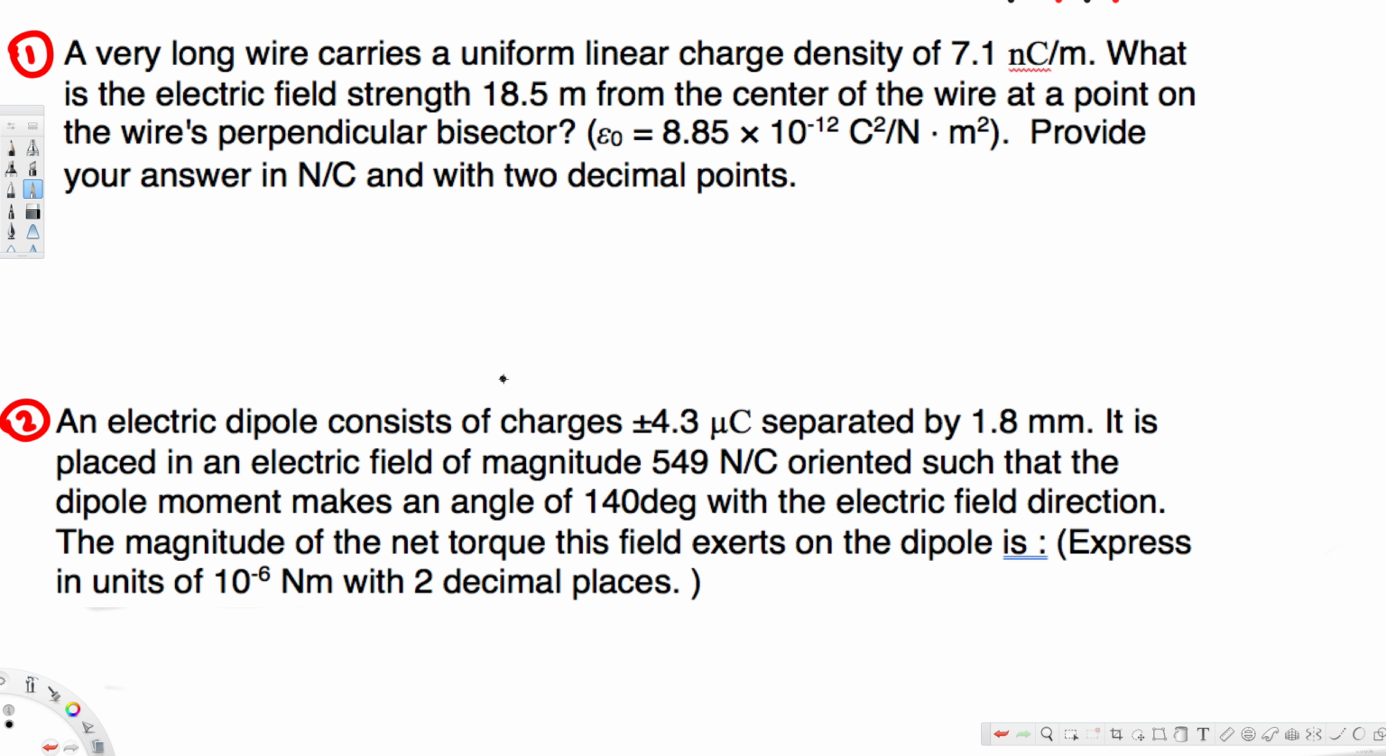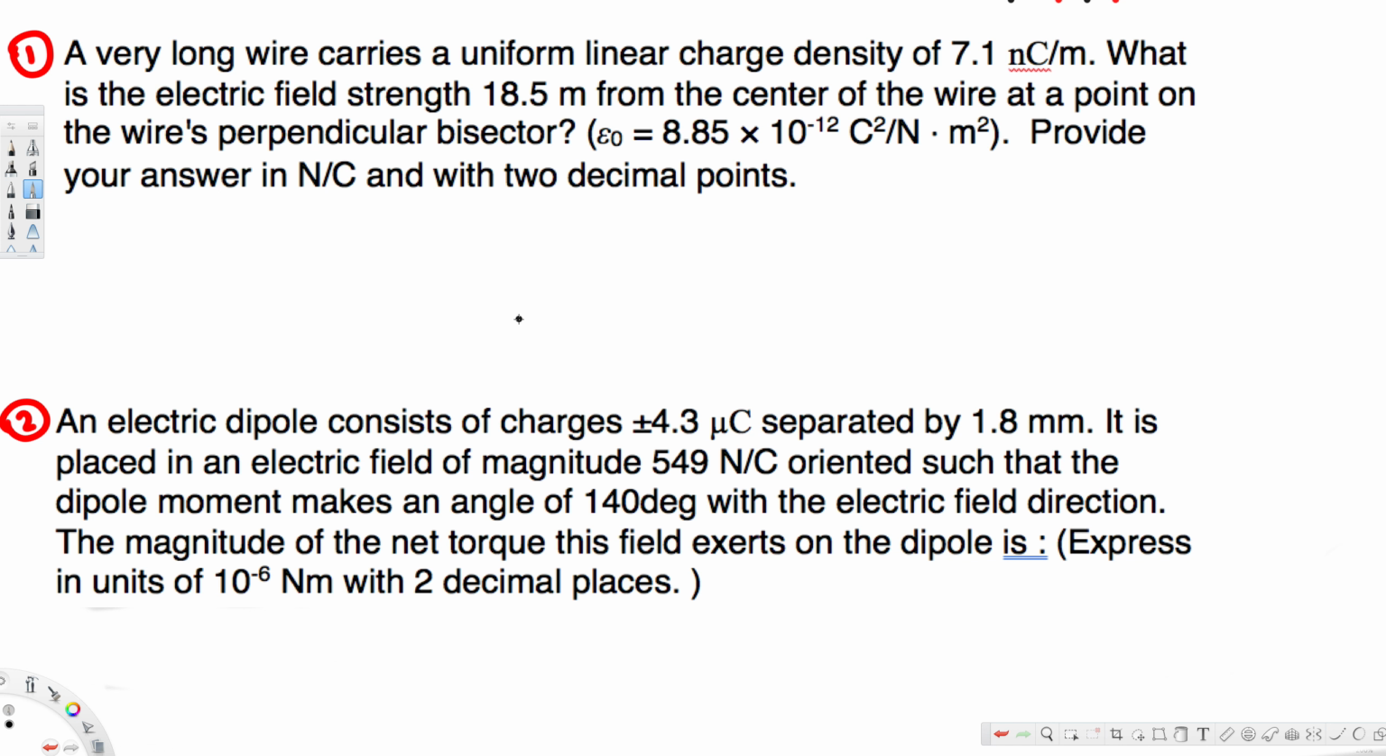Let's try these problems right here. The first question is asking: a very long wire carries a uniform linear charge density of 7.1 nanocoulomb per meter. What is the electric field strength 18.5 meter from the center of the wire at a point on the wire's perpendicular bisector? And they're asking to provide this one in Newton per coulomb. Now let's see how we can find it.